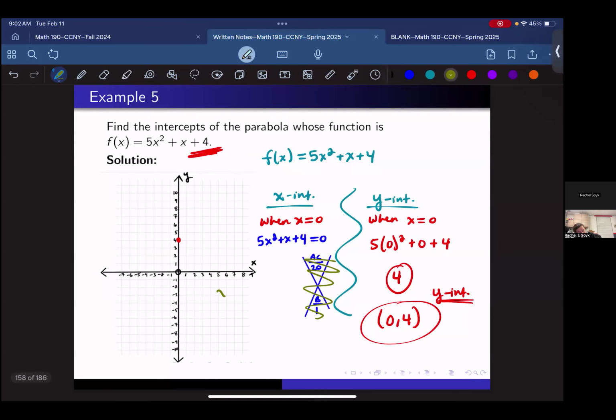We have x is equal to -b, so -1, plus or minus the square root of b squared, which is 1 squared, minus 4 times a, which is 5, times c, which is 4, all over 2 times 5. And you can easily see that your discriminant is negative. So there actually aren't going to be any x-intercepts here. You have 1 minus 20 times 4, which is 80, over 10.